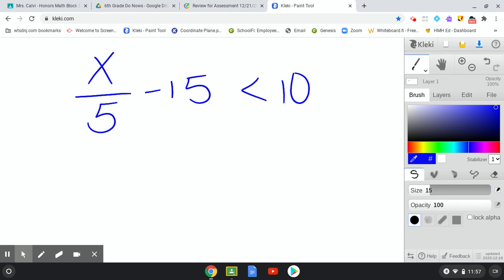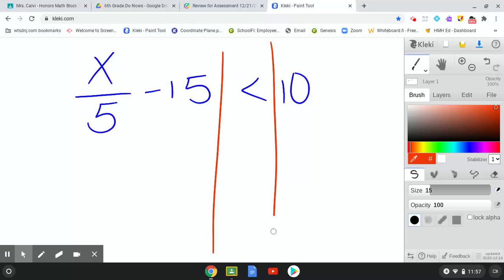Quick review on solving multi-step inequalities. So same rules apply. You just have multiple things going on. You just have to remember with inequalities, when we are moving a negative number for multiplication and division, you have to flip your inequality symbol. All right, so let's go ahead and solve this one.